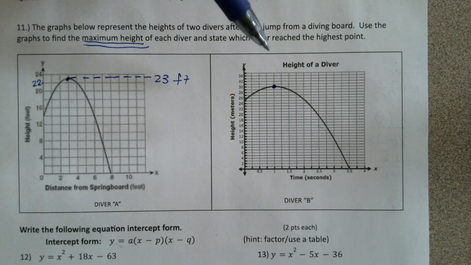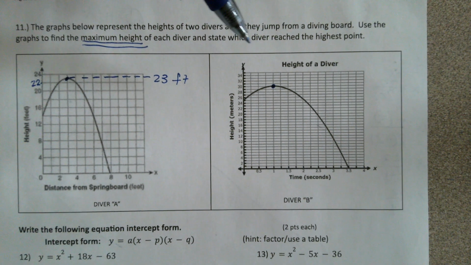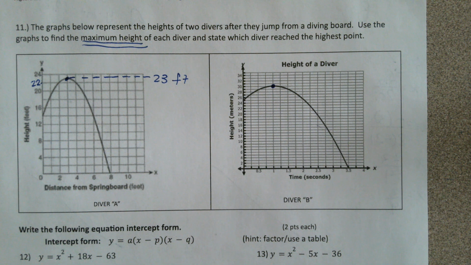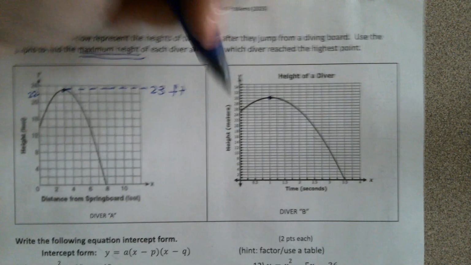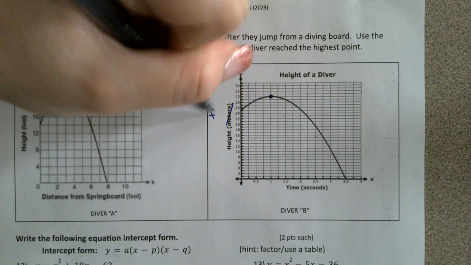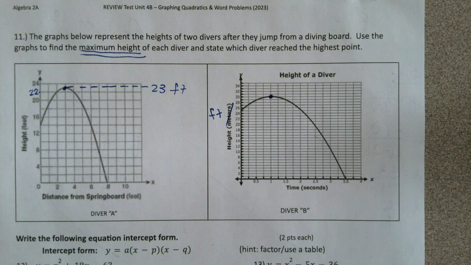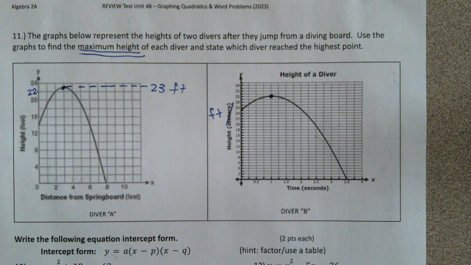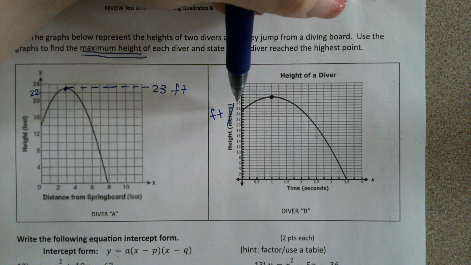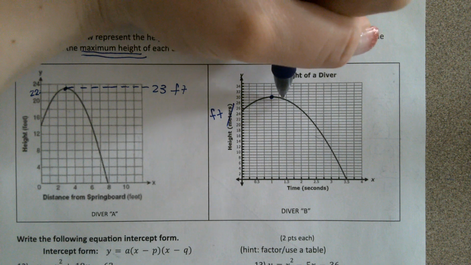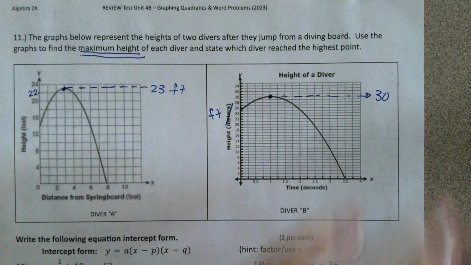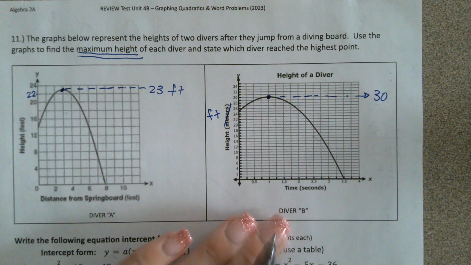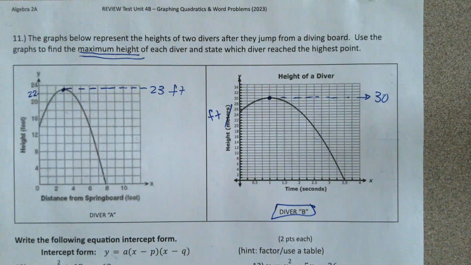Now, what I'm about to show you over here is not a big deal at all, and actually, this is on us. We should have changed something. But notice that this height is in feet and this one is in meters. So, let's fix that. They have to be in the same unit, obviously. If they're in different units, we're comparing apples to oranges here. All right, so let's look. This is clearly on the 30 line. So this is 30. So, obviously, diver B went the highest. I'm going to box that one.